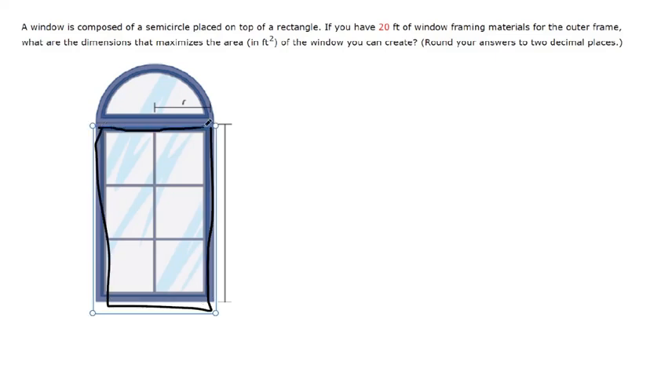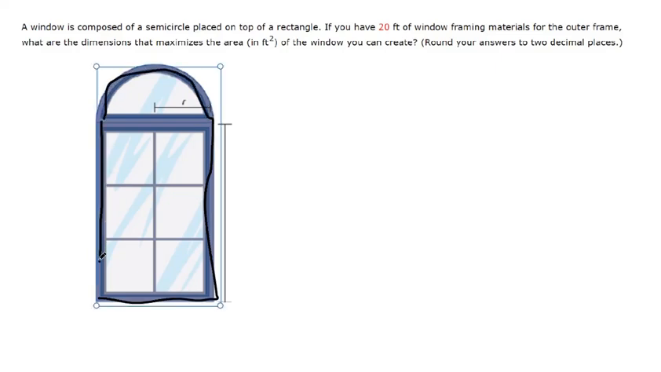Ooh, is it double here? Because there's one piece here, there's another piece here. I'm not sure. I'm going to say no. I'm going to say it's the outer frame. They're saying the outer frame. So we're going to assume that this is the 20 feet of material that they're talking about.